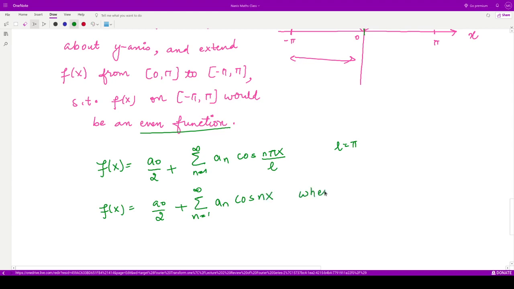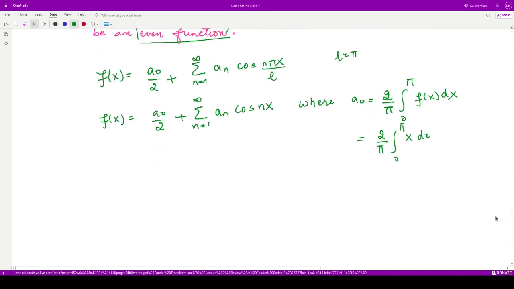Where what is this a naught? Firstly we will calculate a naught. It would be 1 upon pi integration from 0 to pi, and it would be 2 times because we now have an even function. So it would be 2 by pi integration from 0 to pi, the value of function dx. So it would be 2 upon pi integration 0 to pi x dx. And what is the integration of x? It is simply equal to x square by 2, with limits from 0 to pi. So this and this cancel. You will have pi as the value.